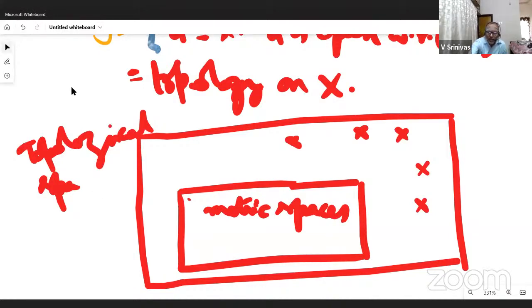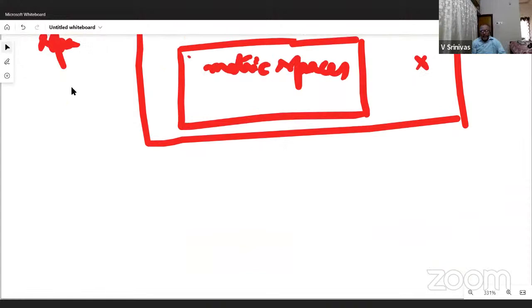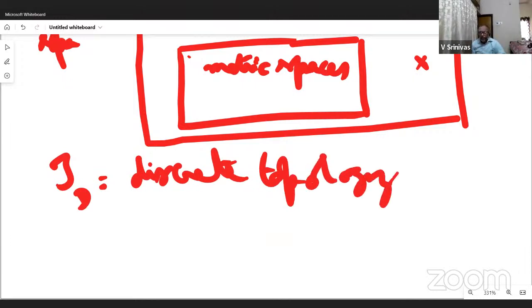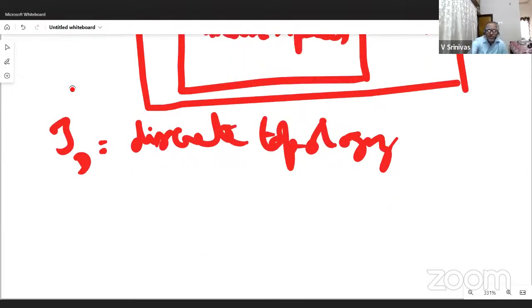As I was mentioning in the beginning, we talked of tau discrete, the discrete topology. In fact, this discrete topology is metrizable. You know a metric which gives rise to this topology. That is in fact called the discrete metric. There is a metric called the discrete metric.